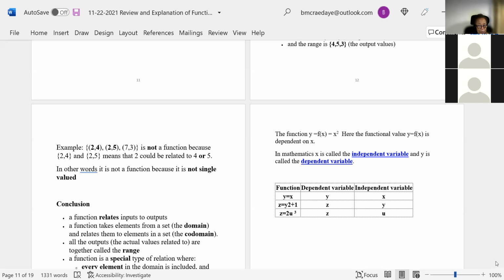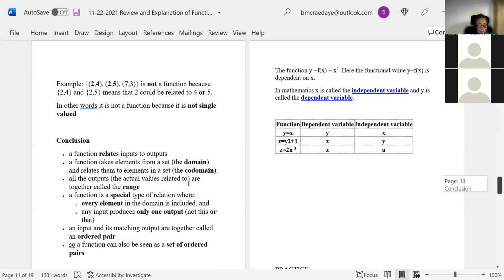So just to summarize here, a function relates inputs to outputs. Now, that means not every relation is a function, but every function is a relation. Let me say that again: not every relation is a function, but every function is a relation.